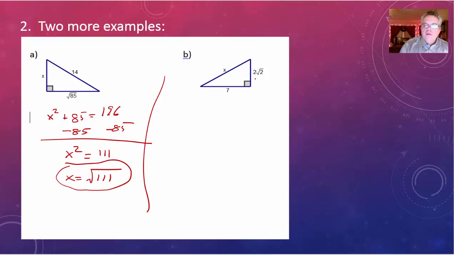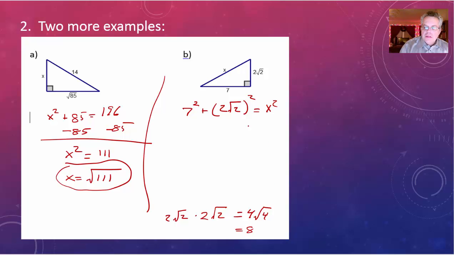Last example. This one has a little bit more than a square root. It has 2 square root of 2, but that's okay. So I have 7 squared plus 2 times square root of 2 squared equals x squared. I can always do stuff on the side. 2 times square root of 2, when I square that, I just get it times itself. 2 times 2 is 4. Square root of 2 times square root of 2 is square root of 4, well, that's just 2. And 4 times 2 is 8. So this mess right here is just 8.